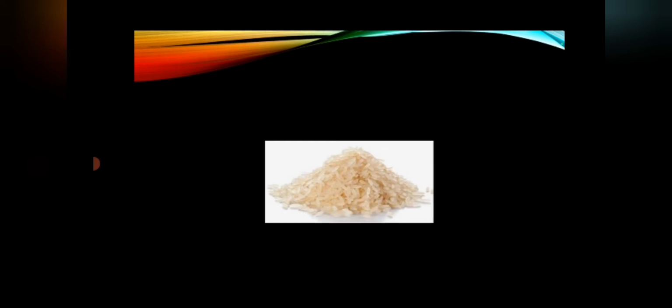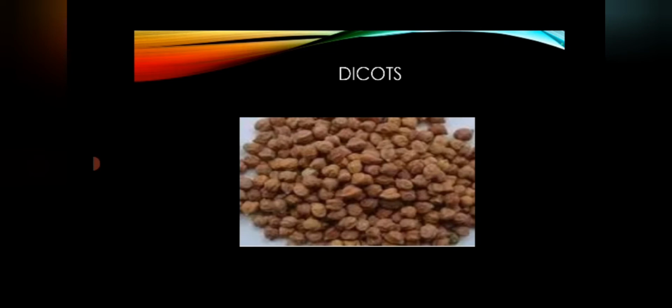Some other examples are grass, banana. All these seeds are monocotyledons. So let's come into the dicotyledons. Channa is a dicotyledon. You can see after soaking channa for 8 hours, if you take out the seed coat, you can see 2 cotyledons inside. So channa is an example for dicot.